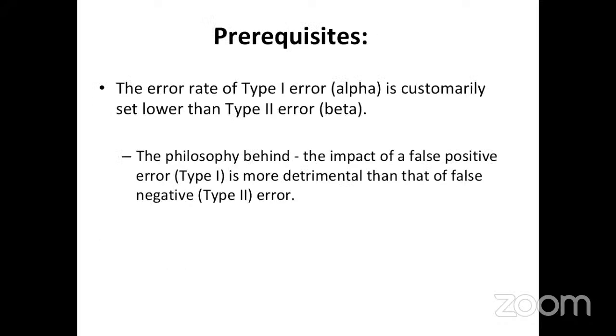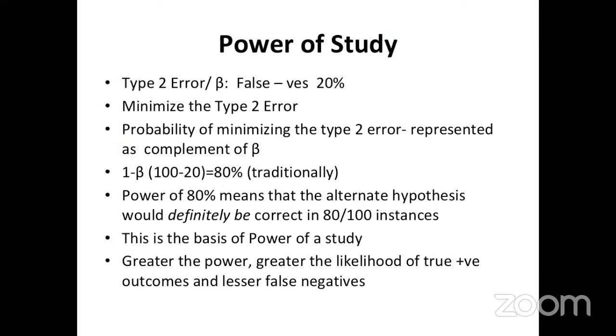So power of study, as I already described. Most of the time it is the reciprocal of beta error or type 2 error. As I told, a power of study of 80% means that the alternate hypothesis would definitely be correct in 80 out of 100 instances. This is what you understand by power of study.